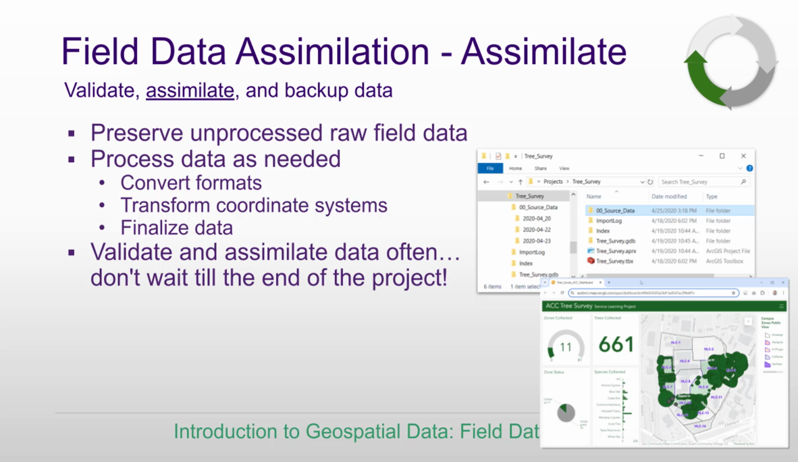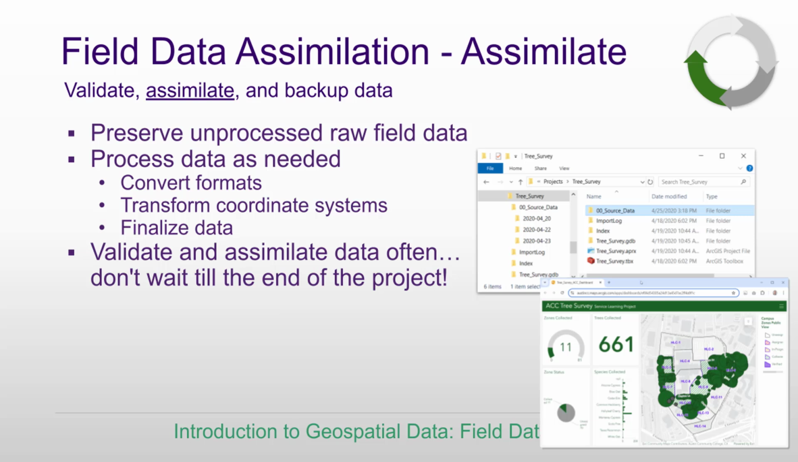Now, field data assimilation occurs back in the office, and that's often where we assimilate the data. It's very important that you preserve the unprocessed raw field data and that you don't manipulate it, because if there's an error in the way that you're assimilating the data, you always want to go back to the unprocessed raw field data. So for example, in this tree survey project that you can see in the Windows File Explorer screenshot on the right, I have a source data folder, and then in the source data folder, I have folders dated for each data collection effort.